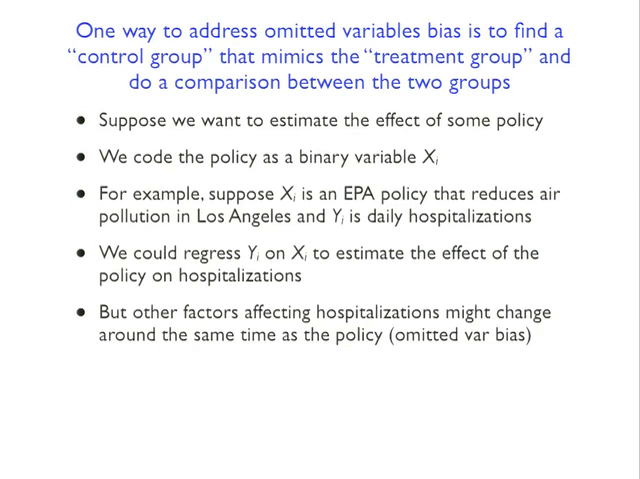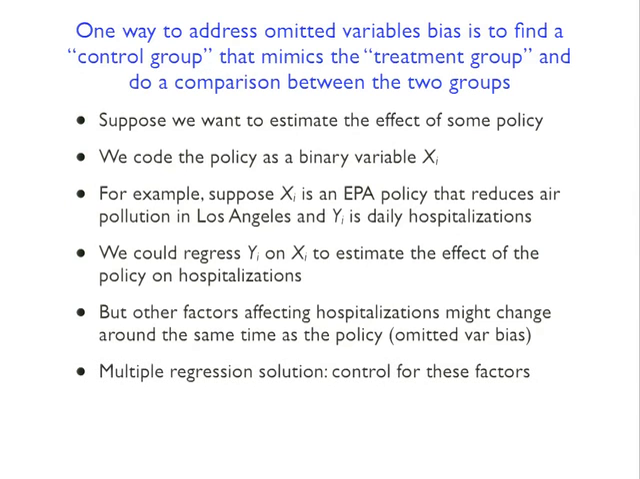But the problem is that there are other factors, of course, that can affect hospitalizations, and they might change at around the same time as the policy. Those factors, if they exist, would create some sort of omitted variables bias, where you observe a change in air pollution after the policy comes in, and you attribute that to the policy, but actually it's due to these other factors that are changing behind the scenes. The multiple regression solution, as we discussed, is to control for those factors, but you might not have data on those factors, so you can't actually control for them in multiple regression.